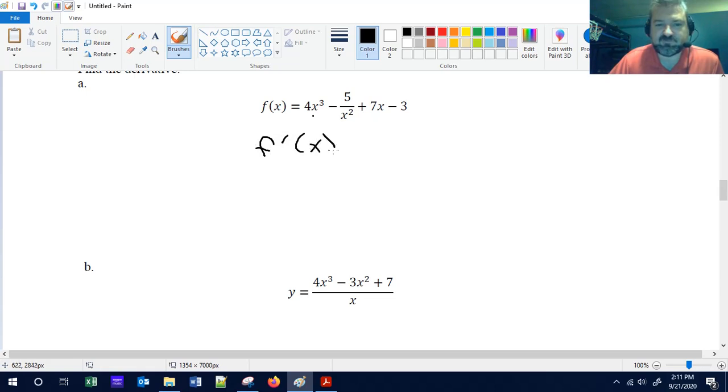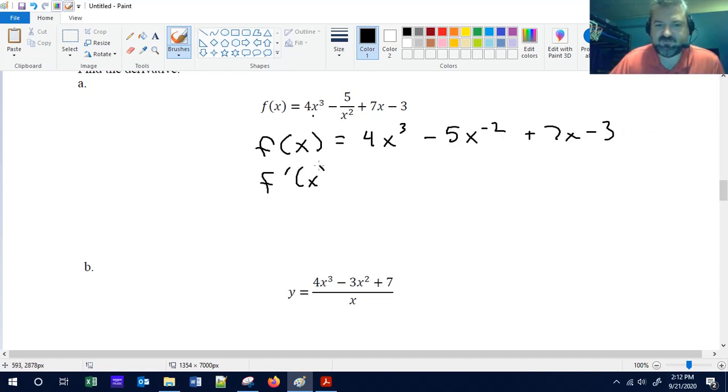The derivative with respect to x of f of x. So here's what we're going to do. We're going to take this exponent. Oh, you know what? This problem is not ready for me to take the derivative of. I need to rewrite it first. This is 4x cubed minus 5x to the negative 2 plus 7x minus 3. Now I'm ready to take the derivative.